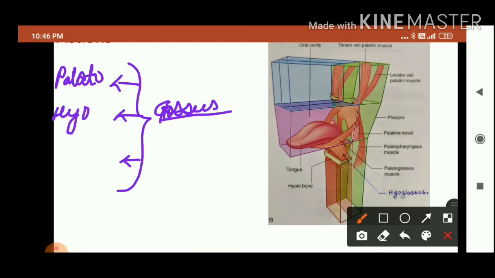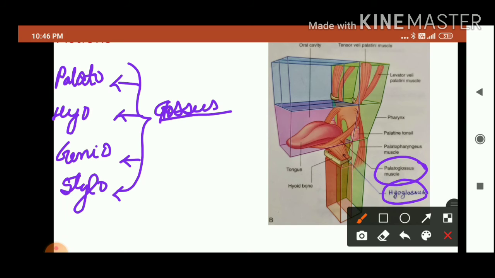Tongue to geniotubercle of mandible, genioglossus. And we are left with tongue to styloid process, that is the styloglossus. Now have a look at this diagram. Here only two extrinsic muscles are given: one is the hyoglossus and the second one is the palatoglossus.